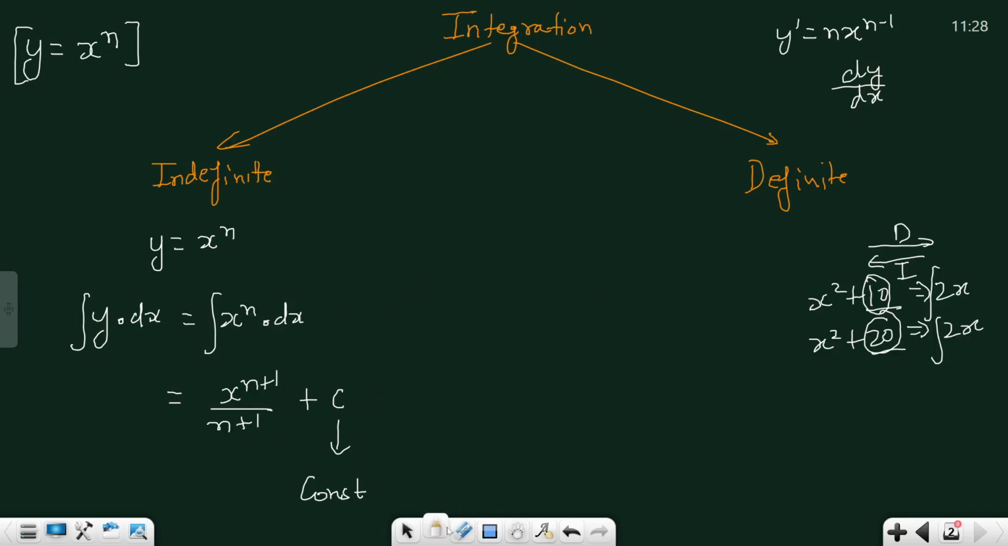Clear? So sir, dx has no role in this? dx will be multiplied, y dot dx. We have to multiply with y. What is the value of dx? dx will get multiplied with x, here it will be multiplied. dx is necessary for integration. Without dx you can't integrate.